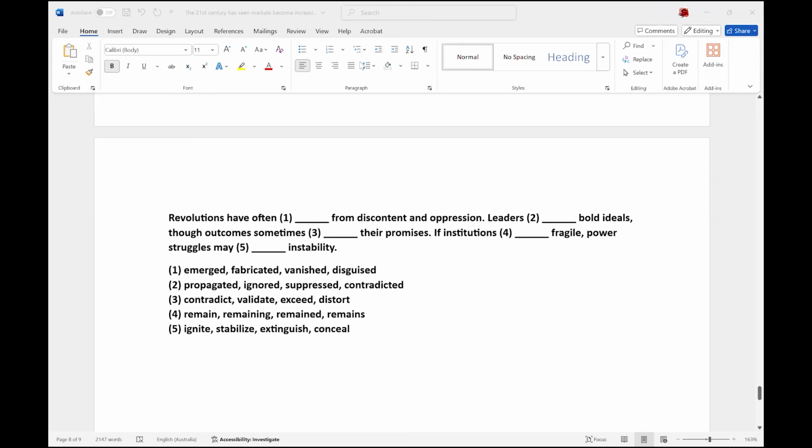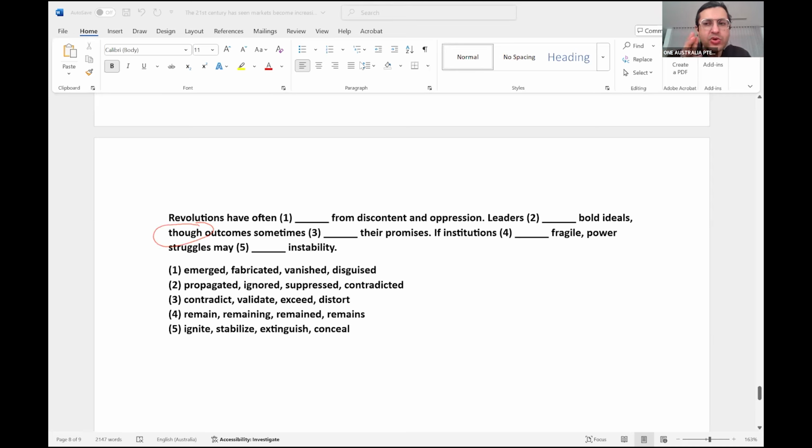Leaders dash bold ideas. Propagated. Very good. Propagated. What does it mean? It's a correct answer. What does it mean? To spread. Yes, it means to spread. To propagate means to spread in your environment. Propagate.